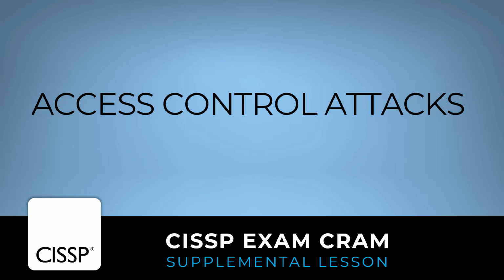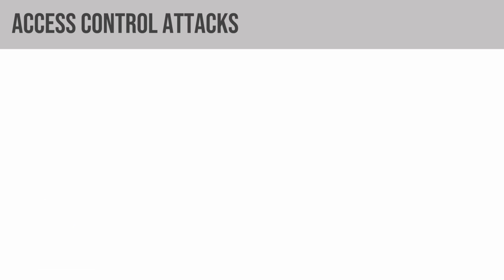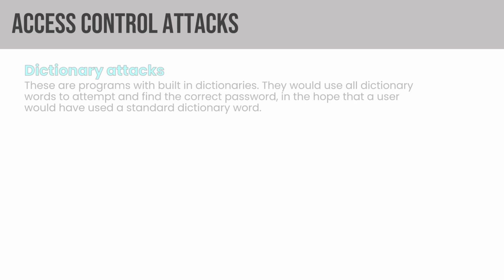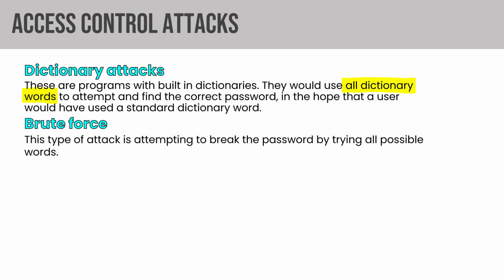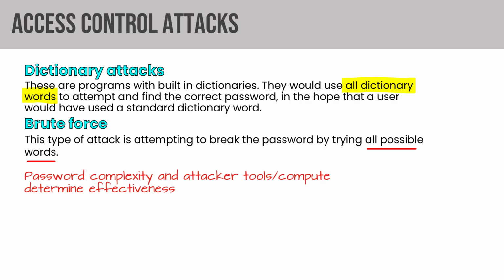So let's talk about access control attacks. In the access control category, we have dictionary attacks, which is attempting to use all dictionary words to find the correct password. Brute force attacks, attempting to break a password by trying all possible words. So the effectiveness of this type of attack will depend on your password complexity, attacker tools and compute power, whether or not they're using rainbow tables. We actually talked about brute force a little earlier in the session, if you recall.